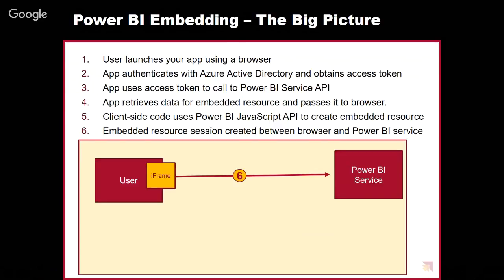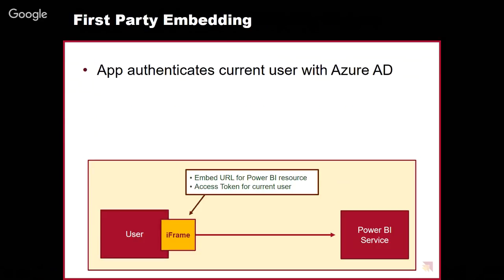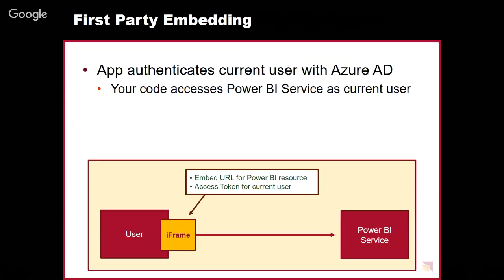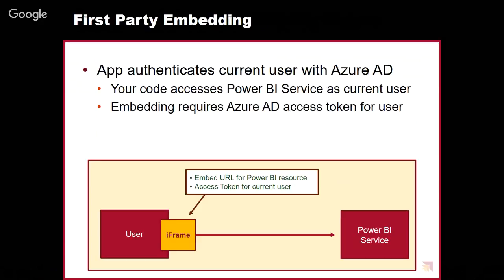Okay, now there's two important kinds of embedding. And depending on your type of project, you have to figure out which one you're going to use. First party embedding says we're going to authenticate the current user and then use the access token created on behalf of that user to do our work. Now, with first party embedding, if you have 100 users, you have 100 different identities that you're calling in with. So you're always calling in with the identity of the current user. So when we do this, all the users are going to require a Power BI license.